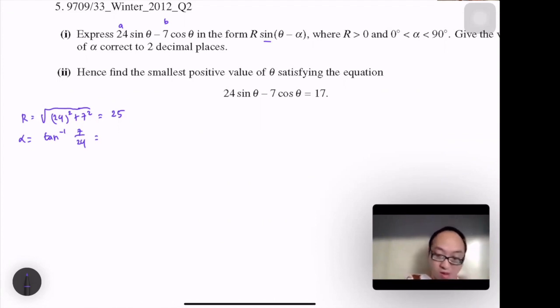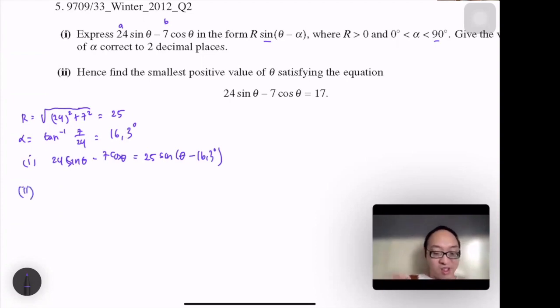This is in degrees, so make sure your calculator is in degree mode. Tangent inverse gives 16.3 degrees. Okay, so for I, 24 sine theta minus 7 cos theta equals 25 sine of theta minus 16.3 degrees.